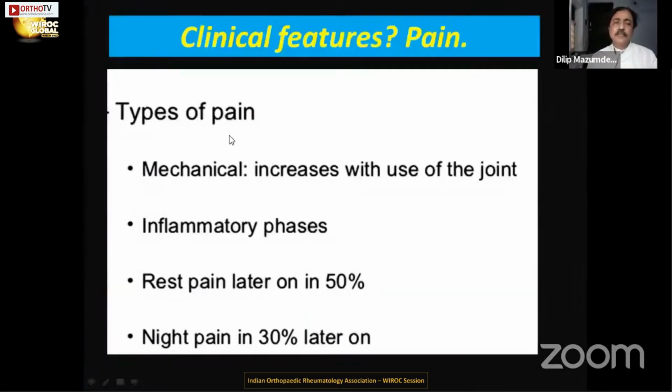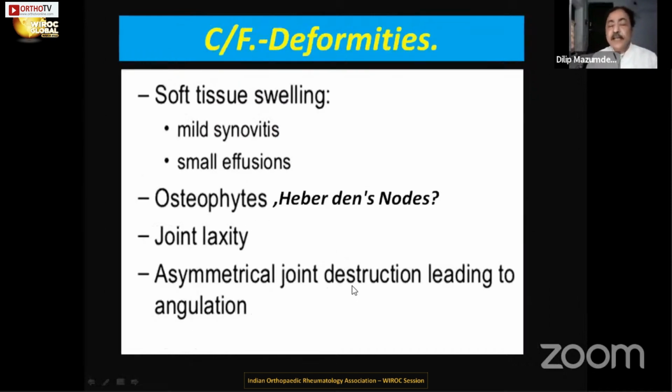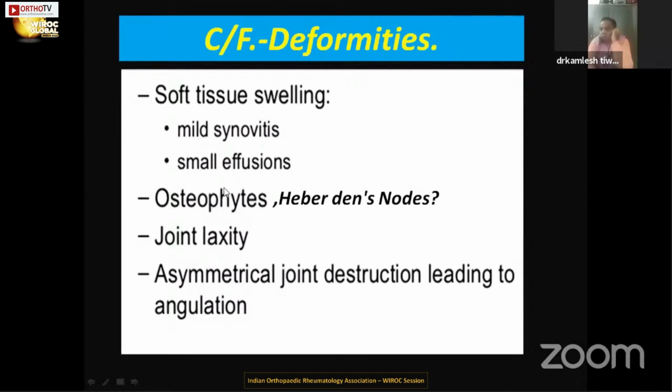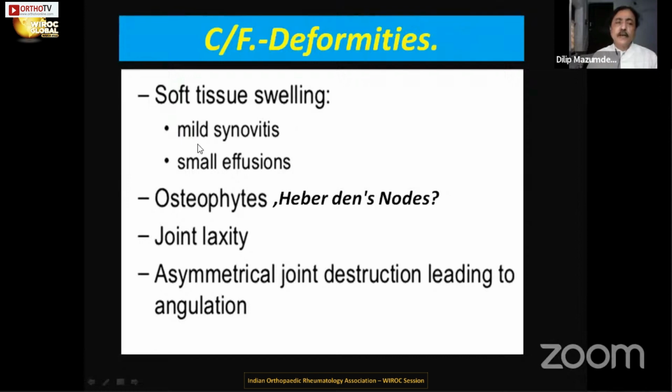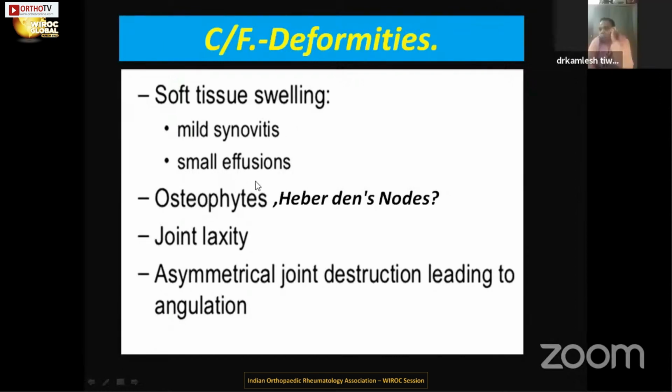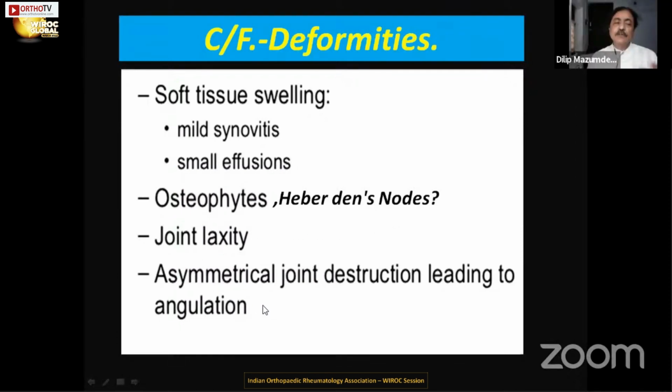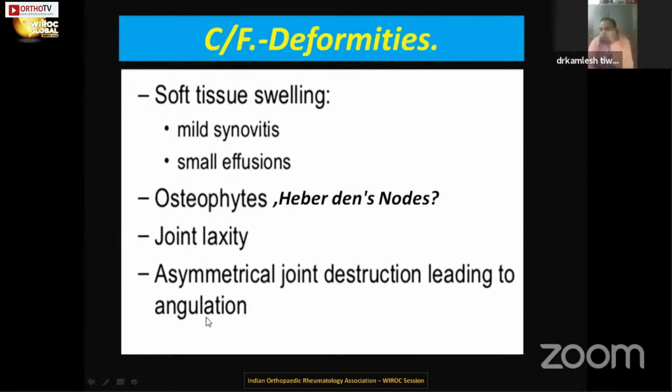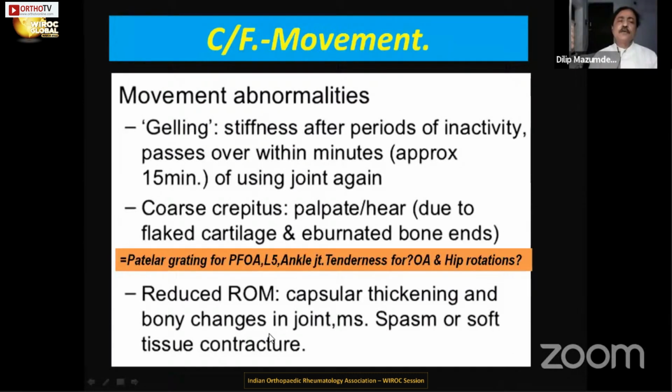Patients will come like that with clinical features of pain. What are the types of pain that you face? Mechanical, then increasing with use of the joint, inflammatory in the beginning phases, rest pain later in 50%, night pain in 30%. So the clinical deformities you see are soft tissue swelling, mild synovitis (remember, osteoarthritis is mild synovitis), small effusion, Heberden's nodes for the osteophytes, and joint laxity because of the ballooning of the capsule. So asymmetrical joint destruction leads to the limp.